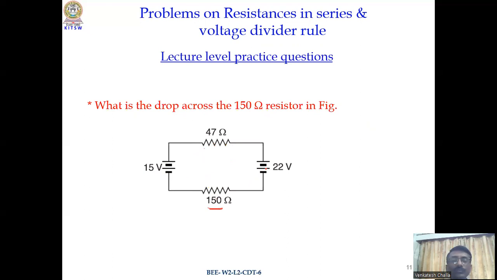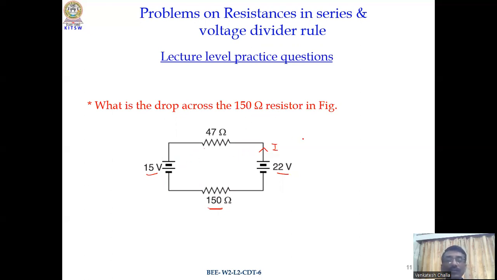Now this is 22 volts and this is 15 volts, so this voltage is higher. This will give current. Current will be the same throughout. Let the current be I. As this is at higher voltage, this will give current and this 15 volt battery will take the current. Or you can say that this battery is discharging and this one is charging.